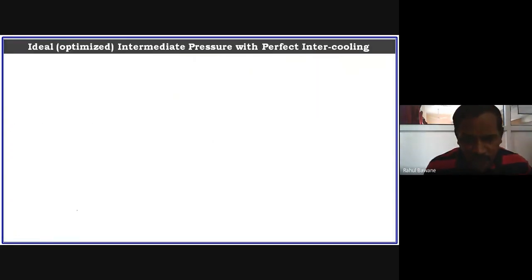Now the ideal or optimized intermediate pressure with perfect intercooling. As I said, what is perfect intercooling?